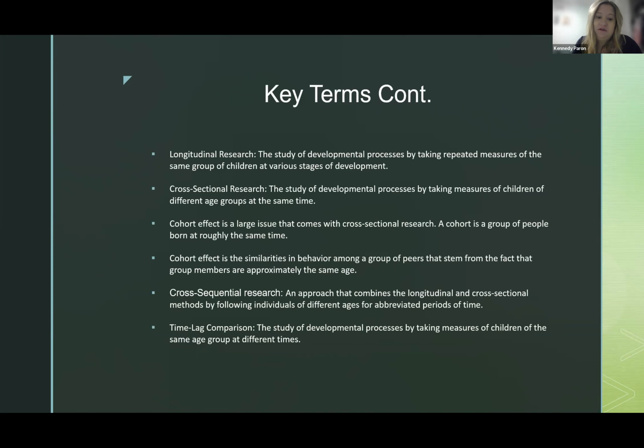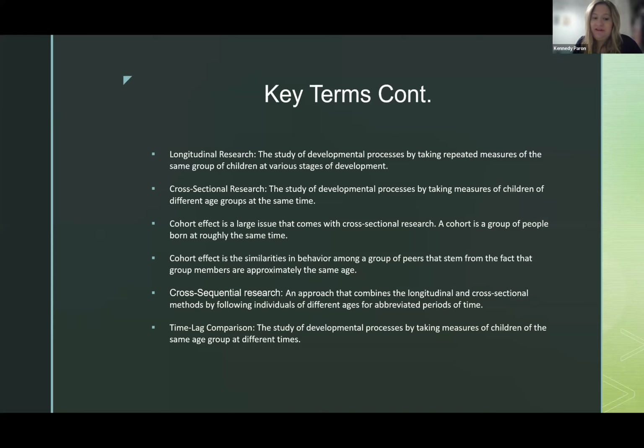More terms continued. So there are different types of research I'd like to cover. First being longitudinal research. This research is the process of taking repeated measures of the same group of children at various stages of development throughout their lives. Next, we have cross-sectional research. And this is the study of development that proceeds by taking measurements of children at different age groups, but at the same time. So they don't have to be the same age group, but it is at the same time. So it's crossing sections of research because of the age differences.